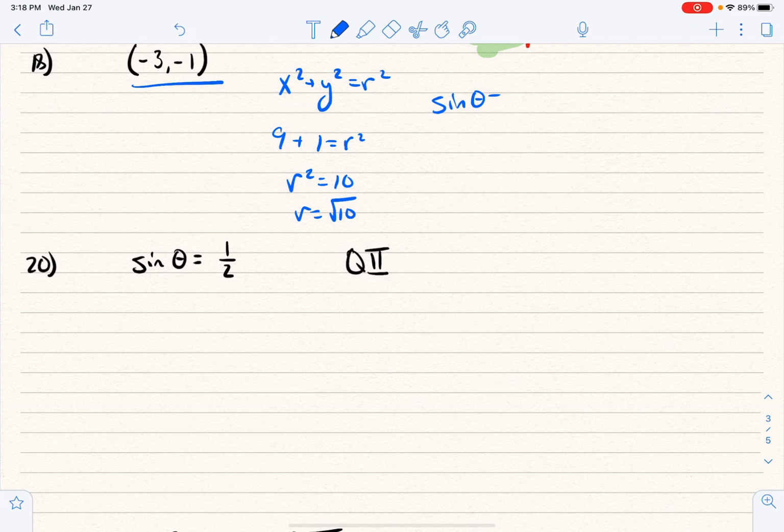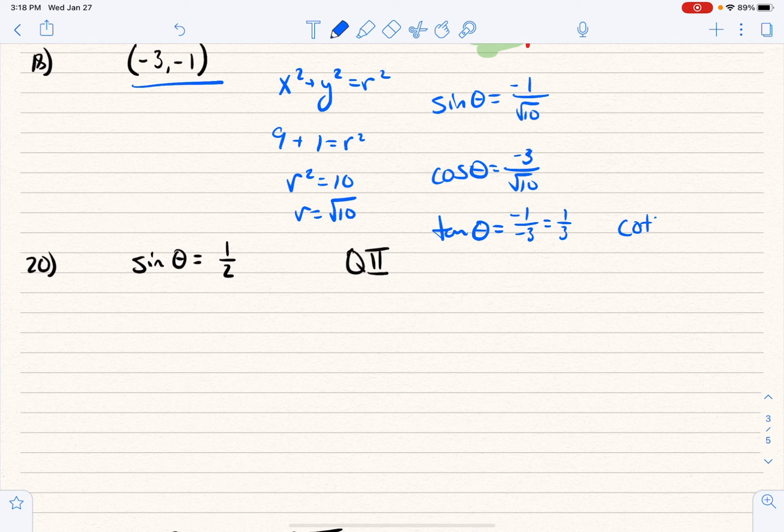We know that sine theta is y over r. So in this case, that's going to be 1 over square root of 10, or I'm sorry, -1 over square root of 10. Cosine theta is x over r, so that's going to be -3 over square root of 10. And tangent theta is y over x, and so y over x in this case is going to be -1 over -3, which is 1/3.